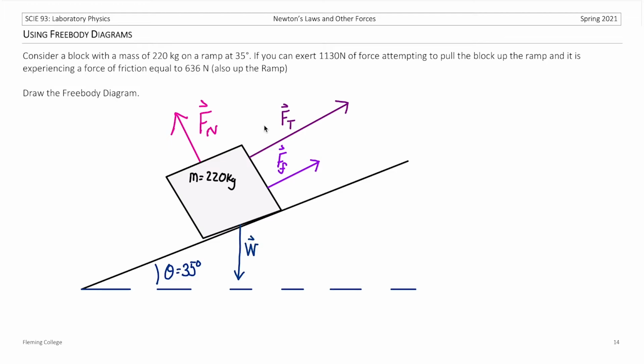We've labeled all of the forces that we know of, and we've drawn them with vectors roughly proportional to the size of their force. Note that it is an option for you to label the mass inside the block. You do not always need to do this.